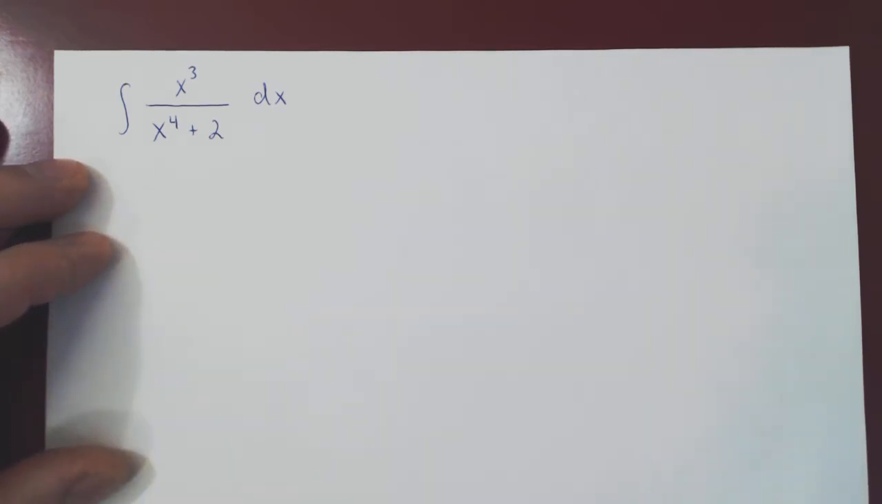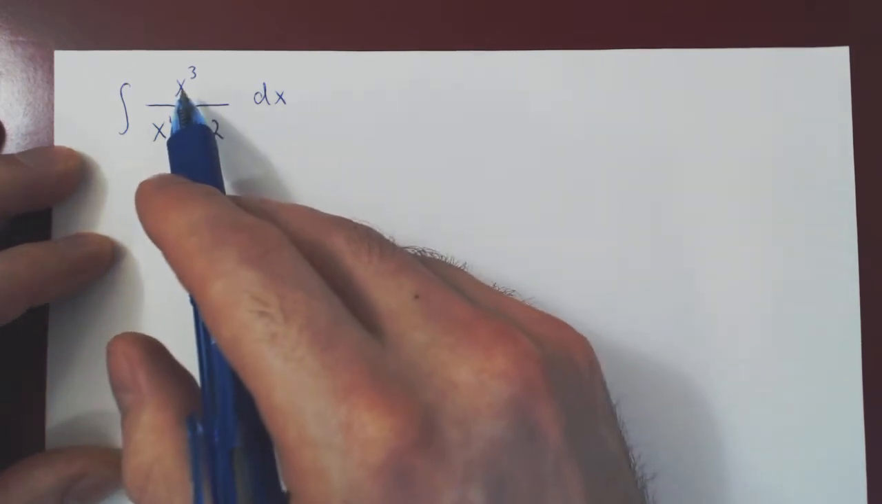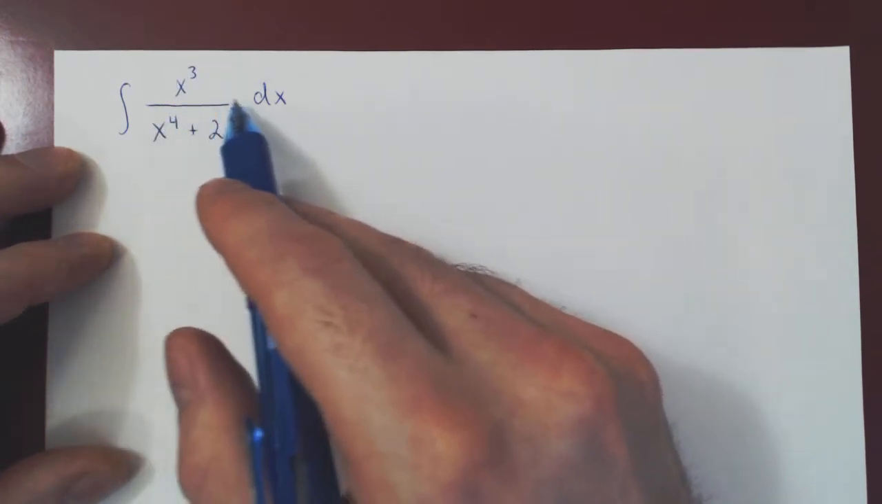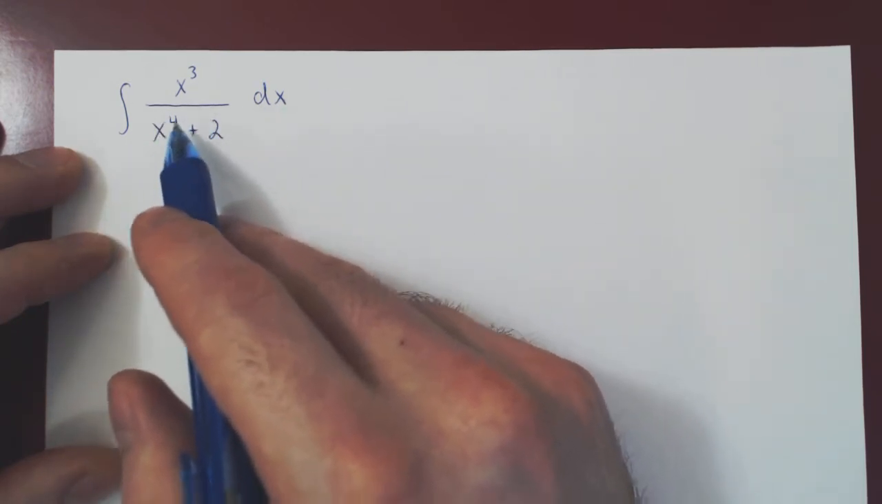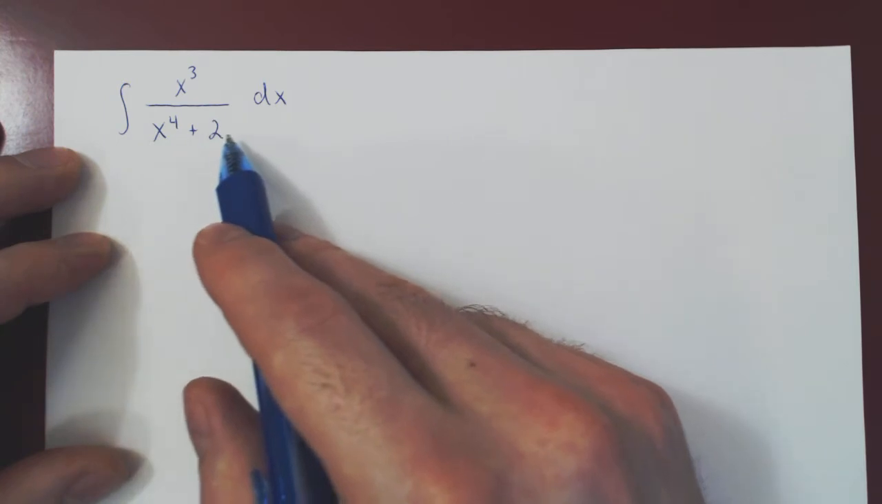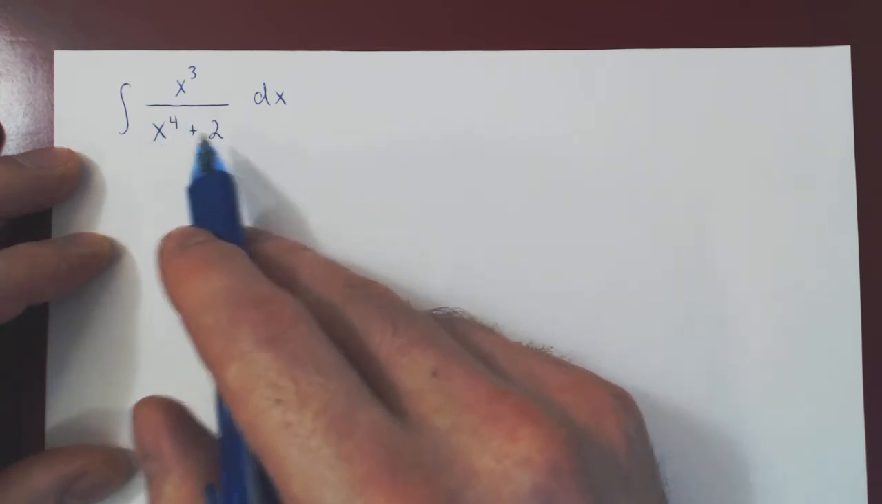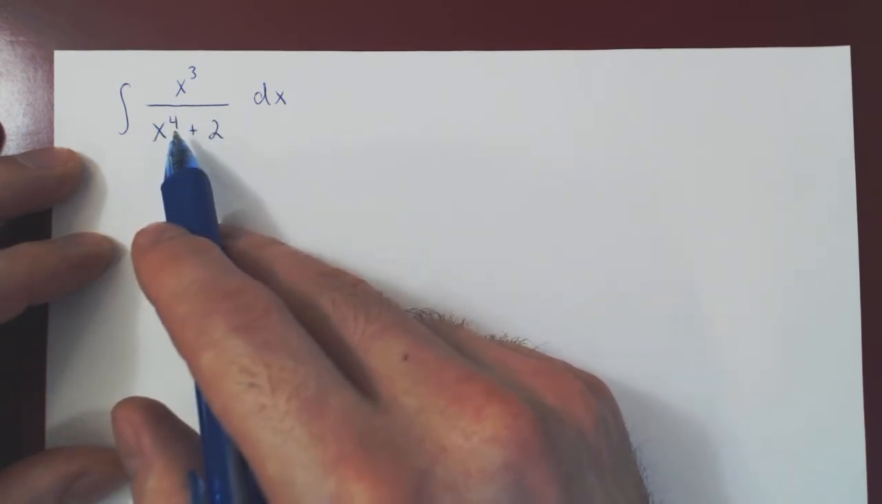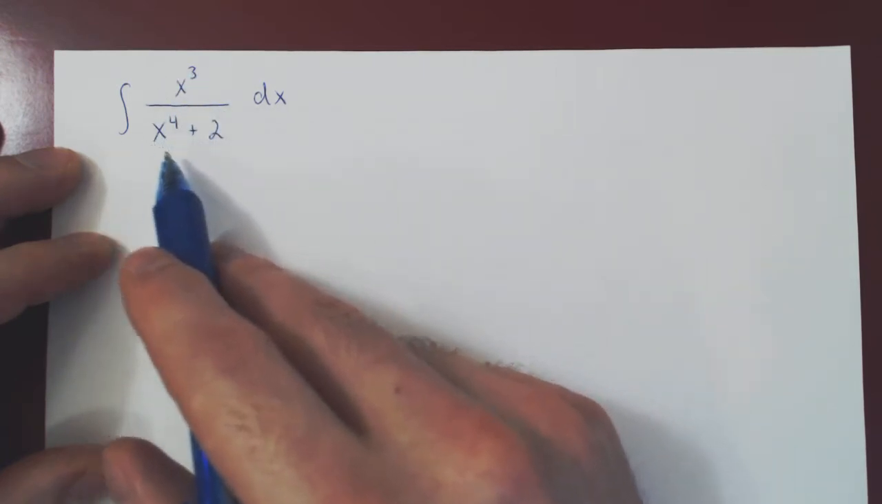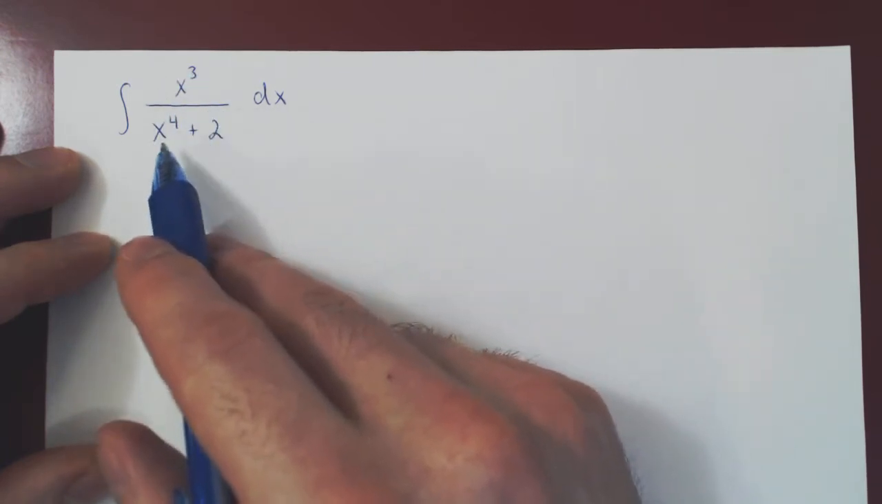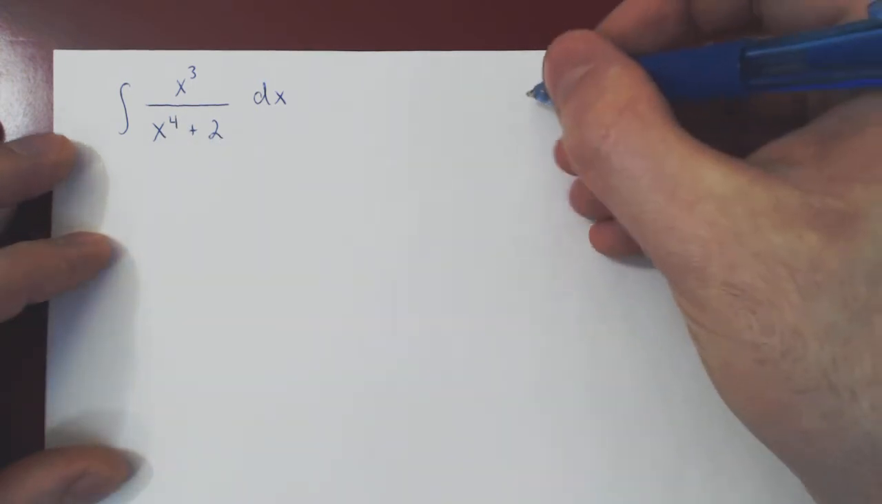And you can always be off by a constant multiple. That's always easy to fix. If you look here, x cubed is multiplying the expression, and our denominator is a polynomial. If you find the derivative of x to the 4 plus 2, you get 4x cubed. Well, forget the 4, it's x cubed. So this is the perfect setup for a u substitution, replacing x to the 4 plus 2 by u.